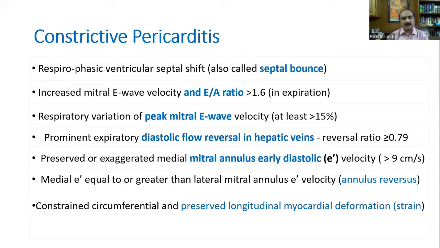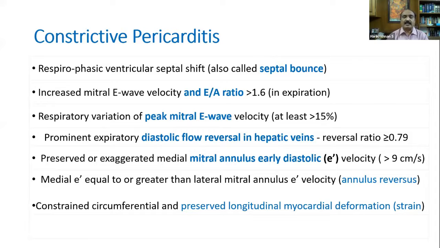Increased mitral E velocity, E by A ratio more than 1.6 in expiration. Respiratory variation of the mitral E wave velocity, I said at least more than 15. Prominent expiratory diastolic flow reversal in hepatic veins. This is said to be one of the very specific signs of constriction. The reversal ratio more than 0.79. Then the other points like annulus reversus, annular, that I will discuss.